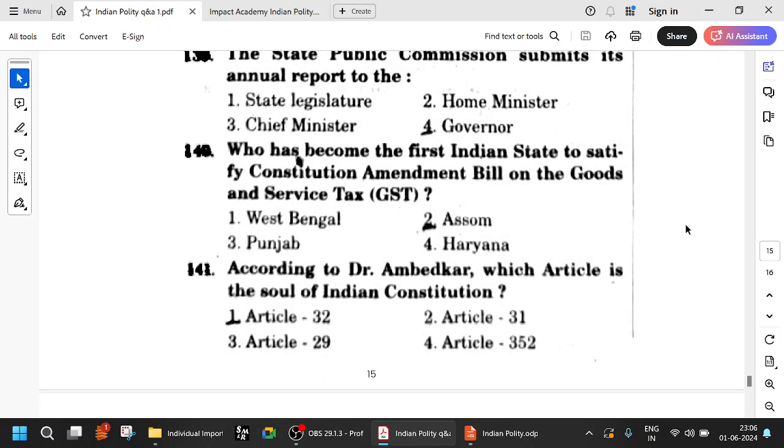Who has become the first Indian state to ratify the constitutional amendment bill on the GST? Okay, Assam is the first Indian state to ratify the GST bill. Try to remember that. Assam is the first one.